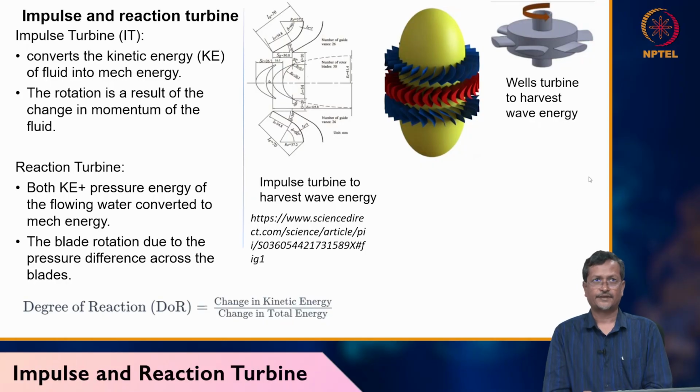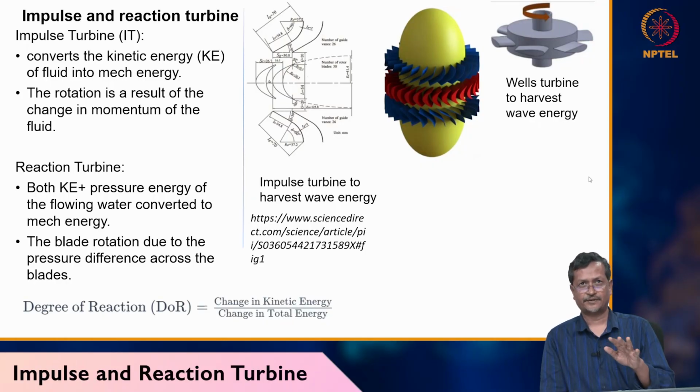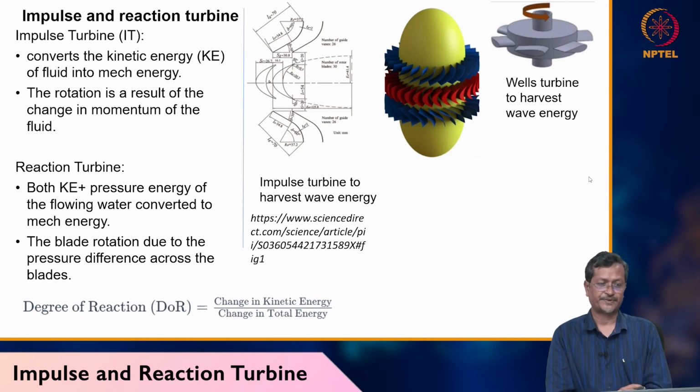So impulse turbine and reaction turbine can be used for your steam turbine system or marine machinery. So what is an impulse turbine? An impulse turbine converts kinetic energy of fluid into mechanical energy. The rotation is a result of change of momentum.